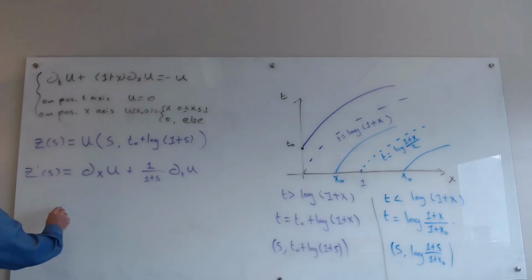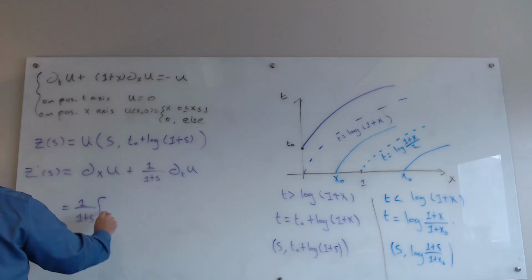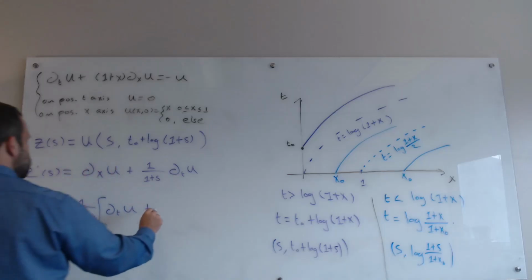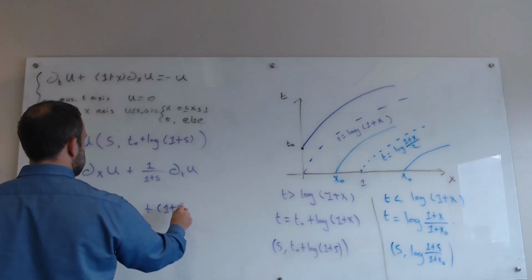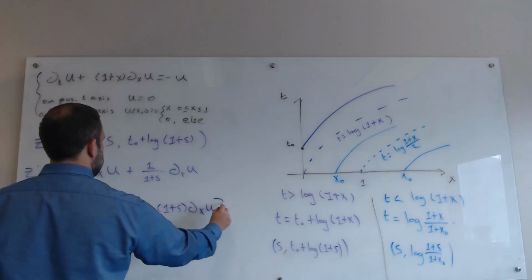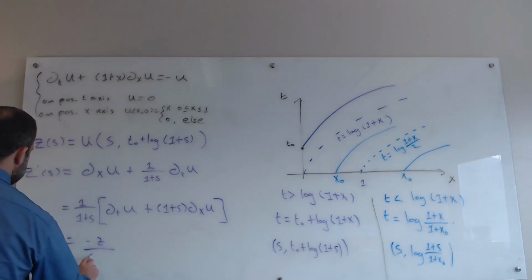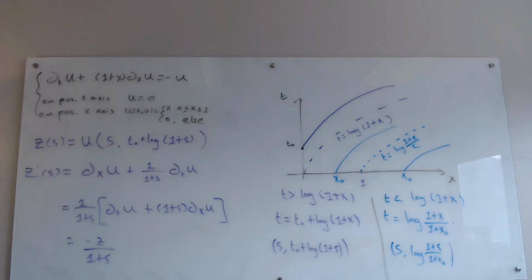Now this isn't the left-hand side of the equation, but notice if I factor out a 1 over 1 plus s, I'm going to write this first, the t derivative of u. And if I factor out a 1 over 1 plus s from this term, it's going to be 1 plus s times the x derivative of u. Okay, and now the thing in the brackets is the left-hand side. So this is going to be equal to minus u, which is z along the characteristics, over 1 plus s. So you get z prime is equal to minus z over 1 plus s.